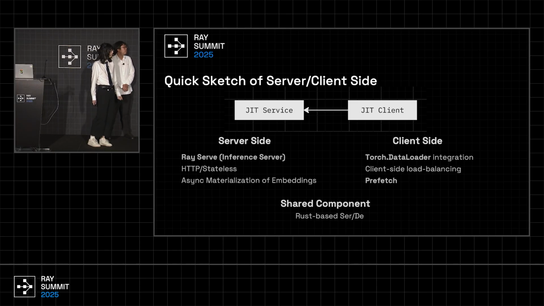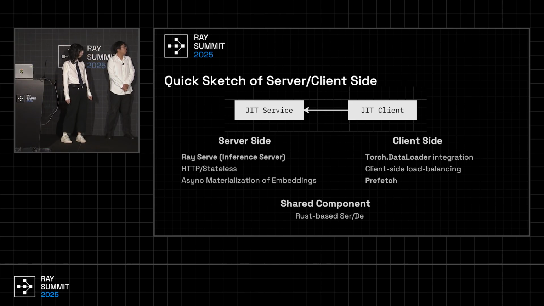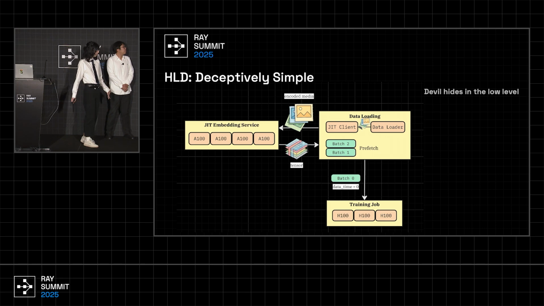And in the end, if we need to do it again, for example, if we run a training for multiple epochs, there's a chance that we can do async materialization. Client side, just like everybody else, we use PyTorch. So in this case, we just integrate it with Torch data loader and with a bunch of prefetch. More interesting components can be said. For example, there is a Rust-based serialization and deserialization framework that we use extensively in this project.